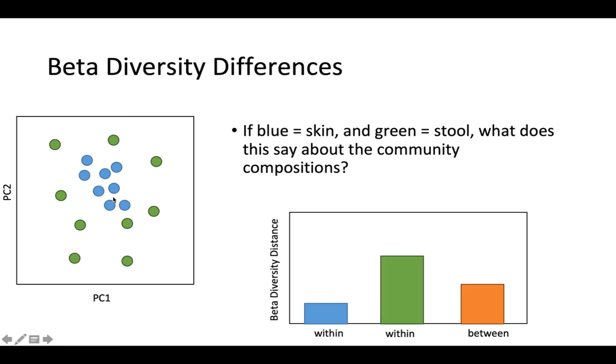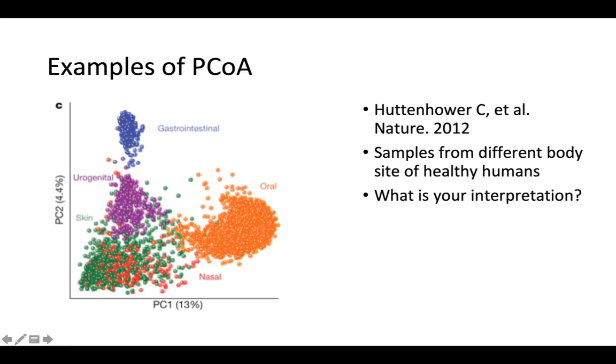So here's an example from a real paper that was published in 2012. In this experiment, the researchers were looking at different sites of the human microbiome. So they took samples from the gastrointestinal tract, the oral microbiome, nasal, the nose, skin microbiome, and the urogenital tract microbiome. And then they did this principal coordinate analysis, and they found that each body site was pretty similar to itself.